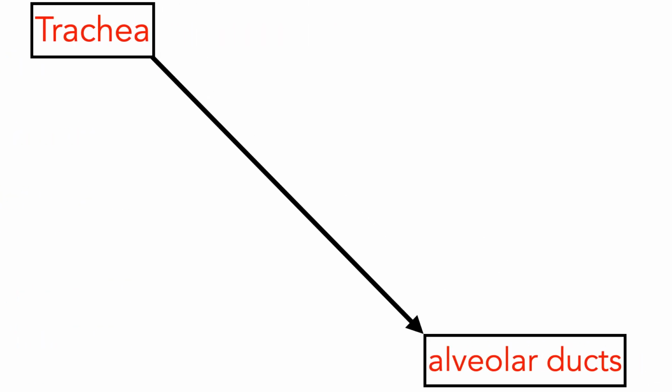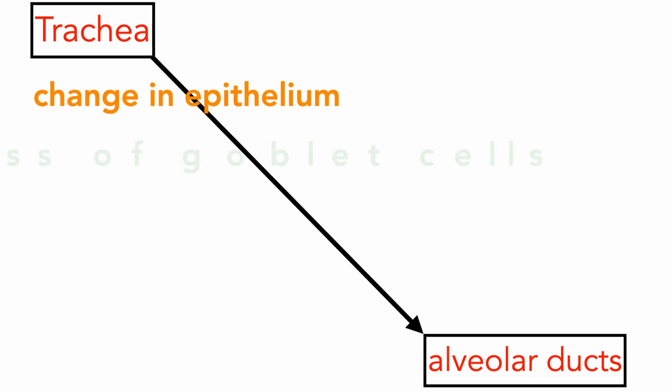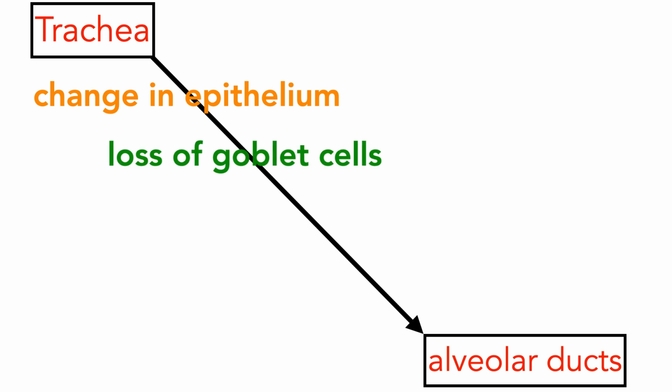So if we kind of summarize all this, as we move from the trachea ultimately to the alveolar ducts, we have, first of all, a change in the epithelium. As we proceed, you will see a disappearance of the goblet cells. There isn't room for goblet cells anymore. So we'll have to get rid of debris, capture debris some other way.